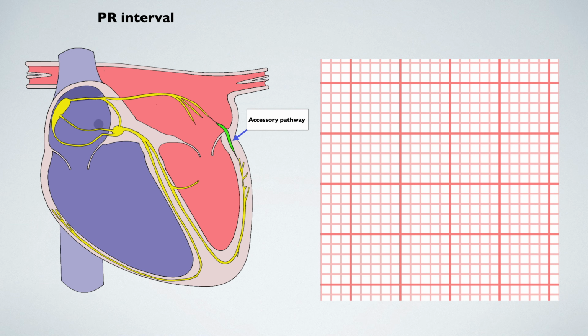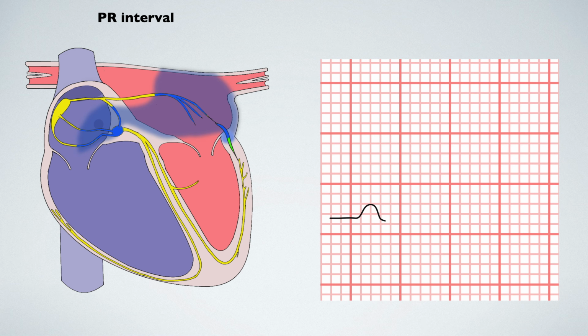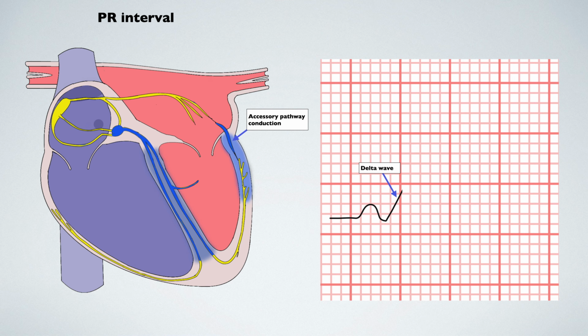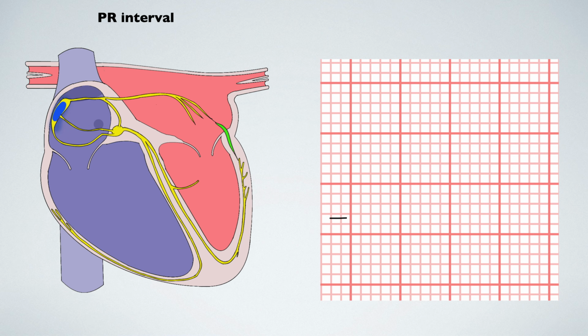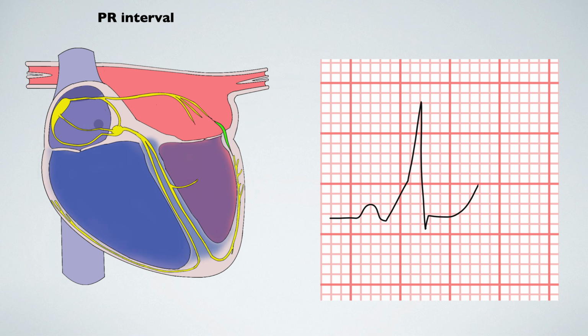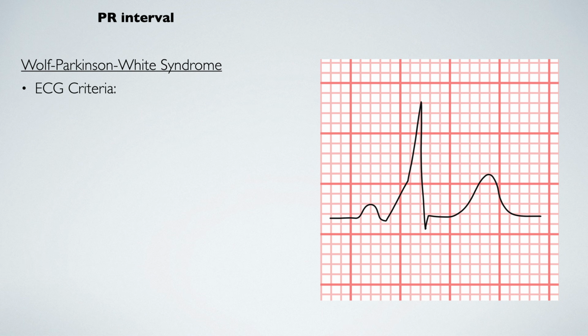Here is the most common accessory pathway for Wolff Parkinson White. Note that as impulses are conducted, they pass through the accessory pathway, which excites ventricular muscle. This creates an electrical vector which produces a delta wave in the PR segment. Wolff Parkinson White is a common presentation, so here is the ECG criteria.